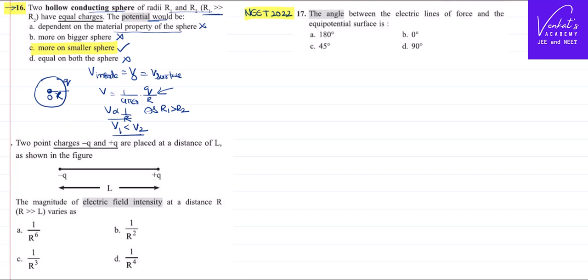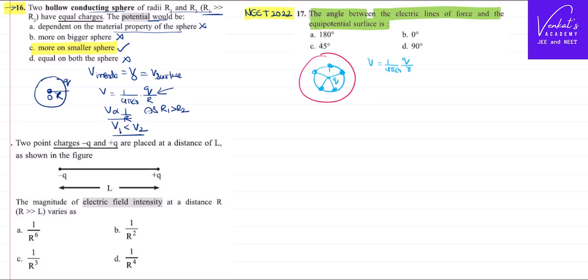This is the next question. The angle between the electric lines of force and the equipotential surface is... First of all, what is an equipotential surface? If you are having a charge q, around it there is a point where electric potential V is 1 by 4 pi epsilon naught q by r, which is a scalar quantity. And you can see all the other points are also at the same distance because this is the same radius. So, the potential is same. So, all these points could be called equipotential points. Around that you can draw another line that is also an equipotential line and so on.